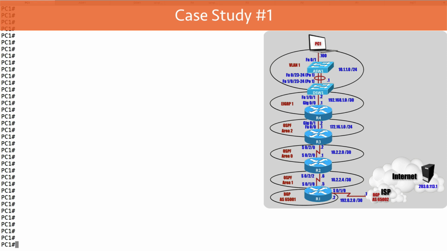And you might notice that this topology is a bit more complex than the other topologies we've seen throughout the course. We've got multiple routers and switches, we've got OSPF in 3 different areas, we've got EIGRP, we've got BGP, we're doing route redistribution between OSPF and BGP on router R1, we're doing route redistribution between EIGRP and OSPF on router R4, we've got an EtherChannel between the access layer switch, ASW1, and the distribution layer switch, DSW1. We see that PC1 is in VLAN 1.